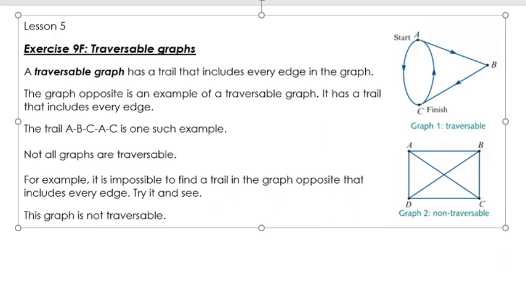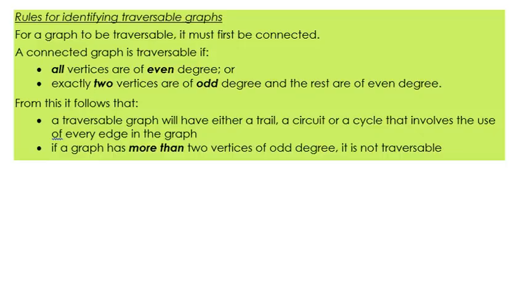Okay, now there's some clues, because the last thing you want to do is to be guessing and checking every single possibility, essentially. What you need to be able to do is implement this. So there's some rules for identifying traversable graphs. So first of all, it has to be connected. Okay, we can't have an isolated vertex because it means we cannot travel to it.